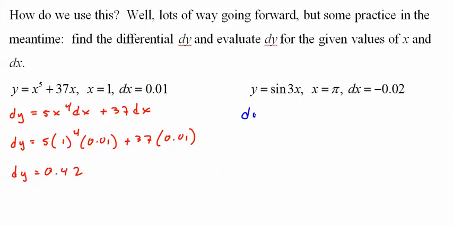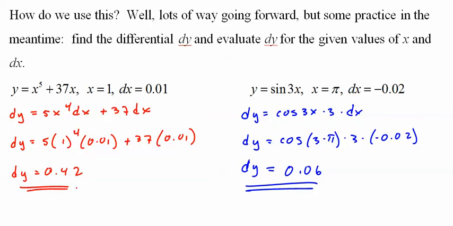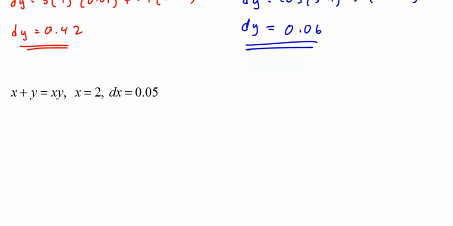dy equals cosine of 3x times 3 times dx. dy when x is pi and differential is negative 0.02 equals 0.06. You can also do it implicitly.